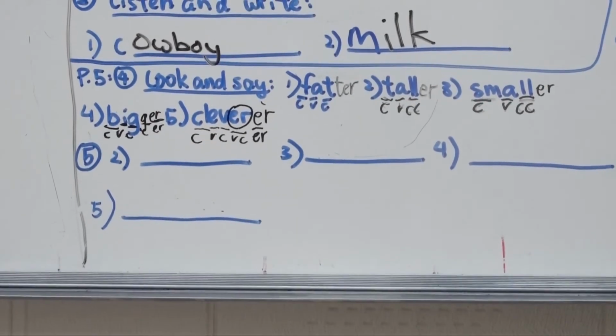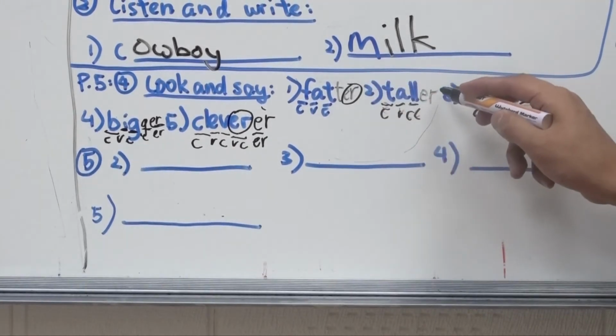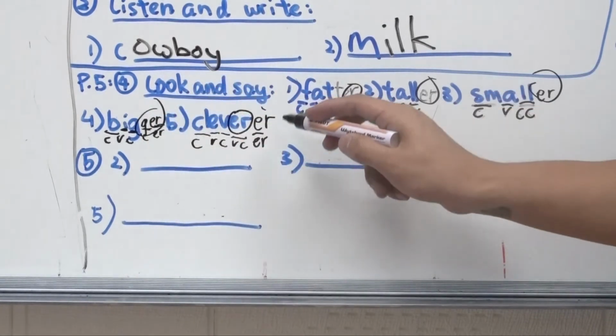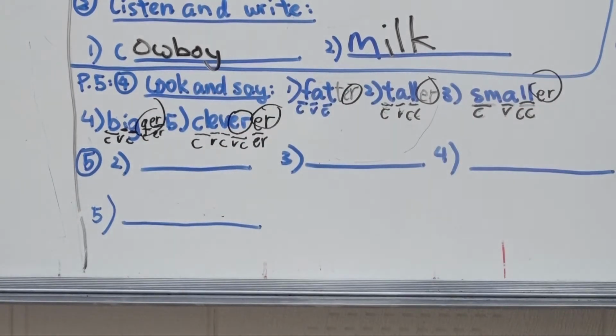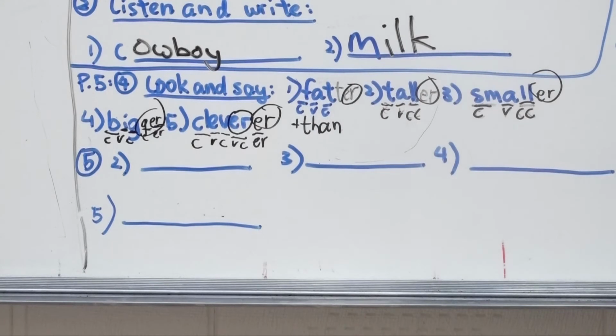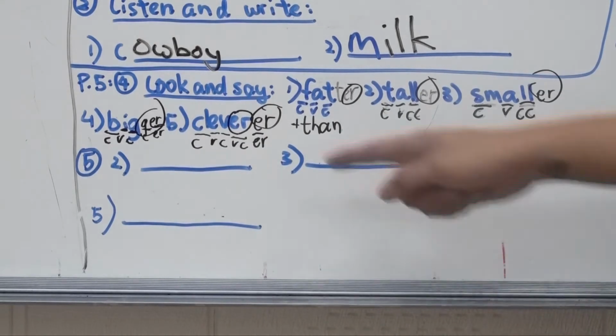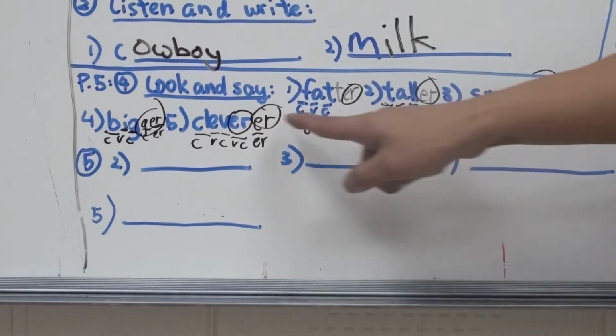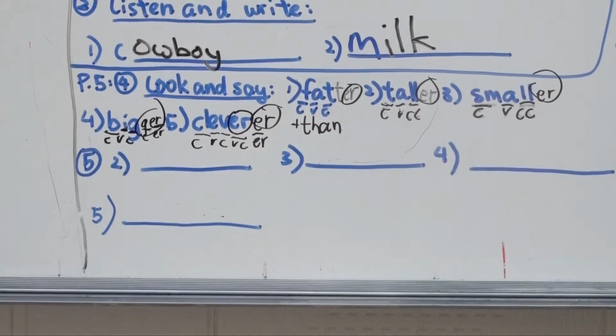Alright, remember all the ER word endings, right? Taller, smaller, fatter, bigger with GER, right? And cleverer. All the comparative adjectives will have the word than after the word. I am fatter than you. You are taller than me. She is smaller than him. The cow is bigger than the snake. The birds are cleverer than the fly, right? So, and than, alright? So I'll give you around maybe just 15 seconds.